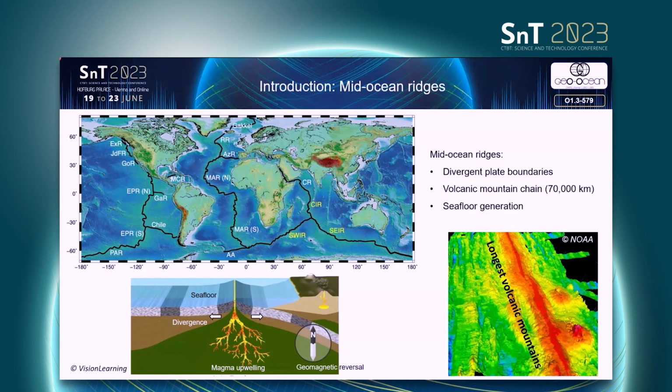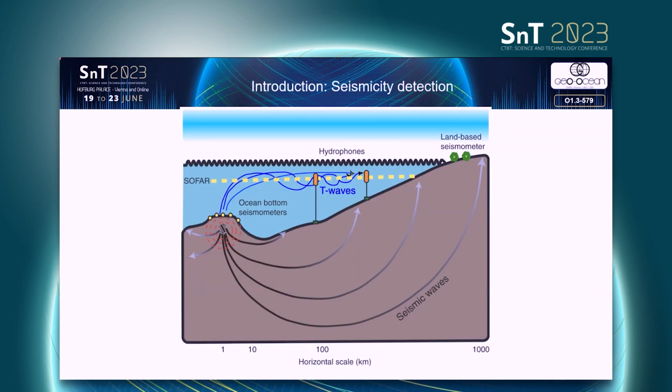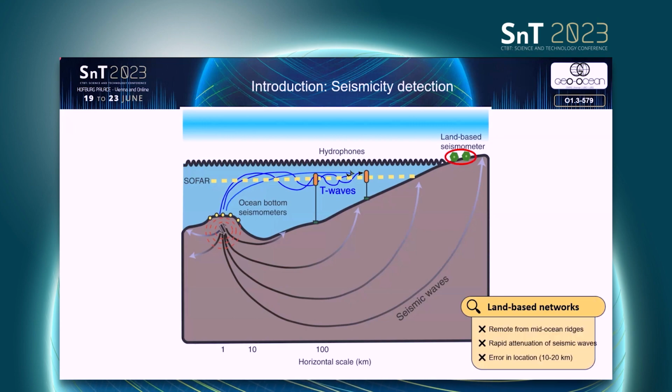In this figure, at the top right, the thick black lines are the mid-oceanic ridges, which are long ranges of volcanic mountains formed by the plate divergence, shown by the animation at the bottom left. Because of this divergence as well as the magmatic activity, it produces a large number of small magnitude earthquakes. But such mid-oceanic ridges are very far from the land-based seismic networks, and due to the rapid attenuation of seismic waves, we are not able to monitor such seismicity.